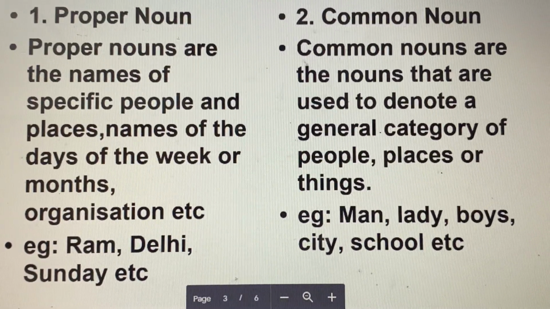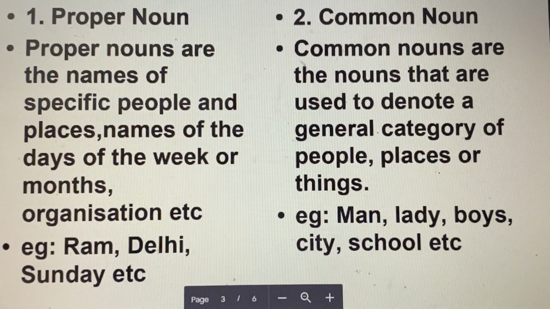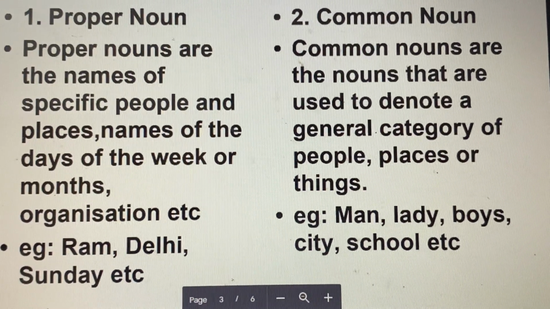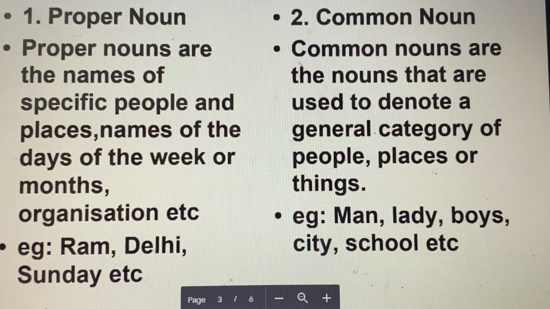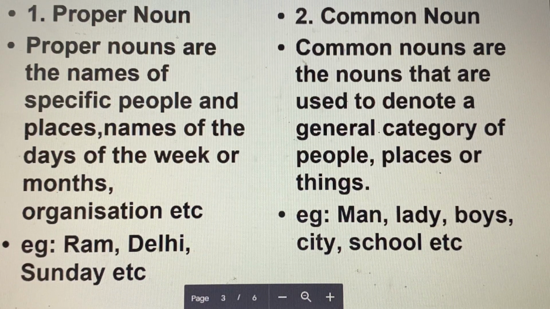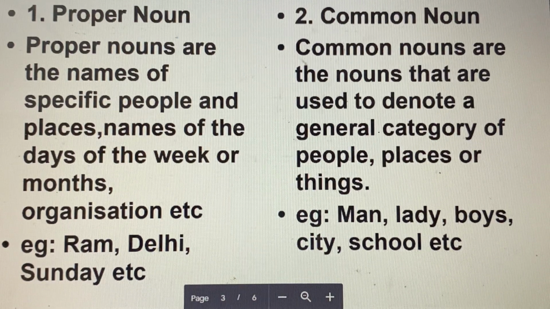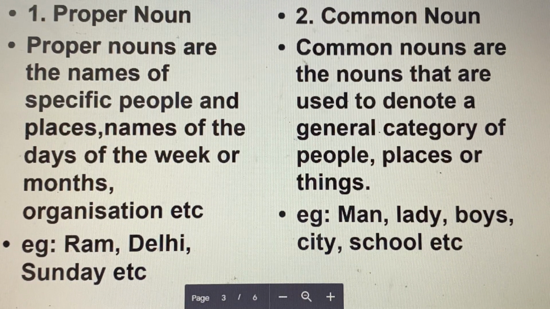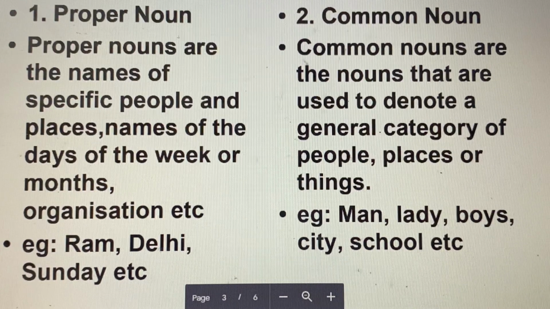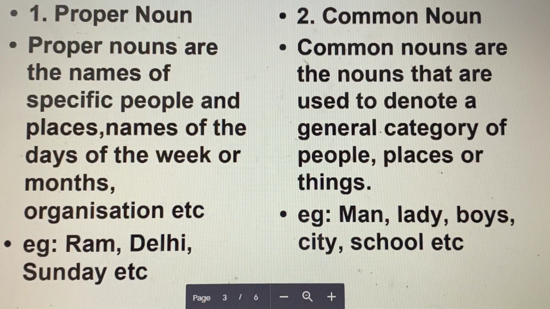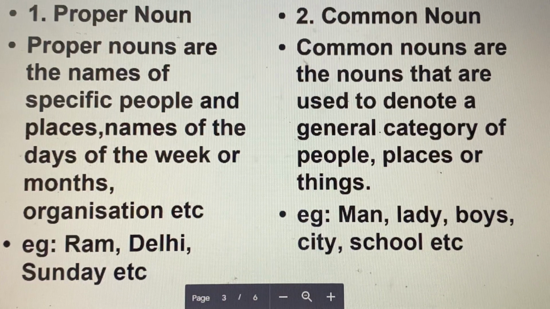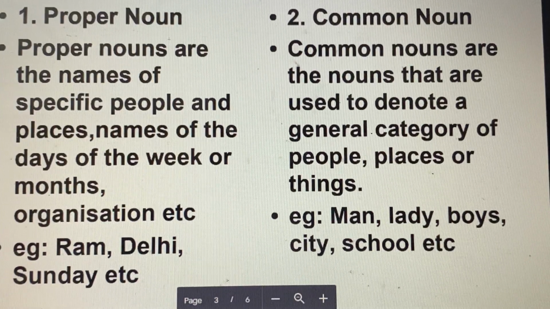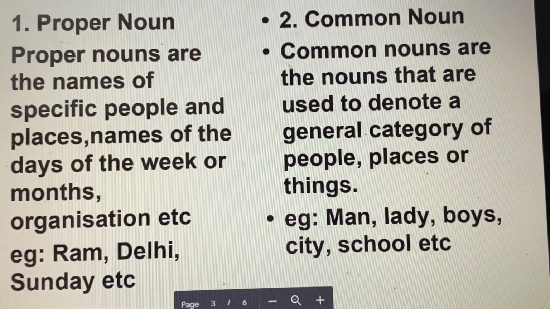Now we'll be talking about the major difference between a proper noun and a common noun. Proper nouns are always capitalized, wherever they appear in the sentence. In the case of common nouns, unless one begins the sentence, it does not need to be capitalized. Common nouns are basically not capitalized. So we have already seen the difference between the two.